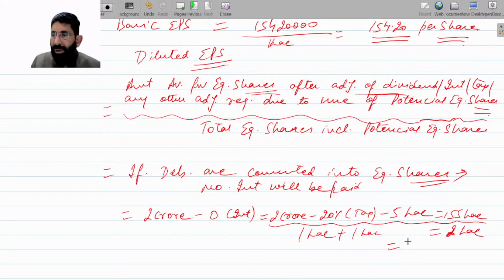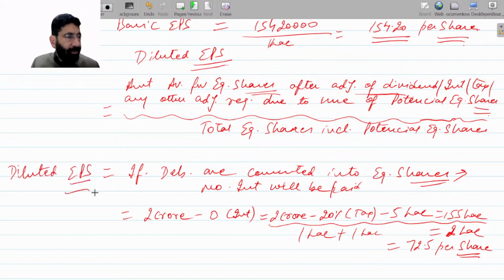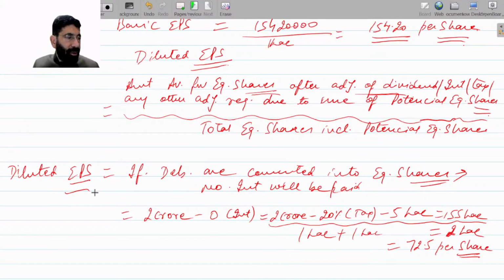So it is 72.5 per share. This is called diluted EPS. It is not 77,500, it will be 72.5.